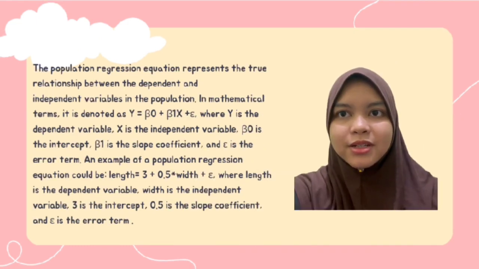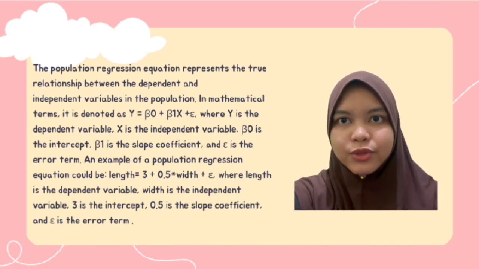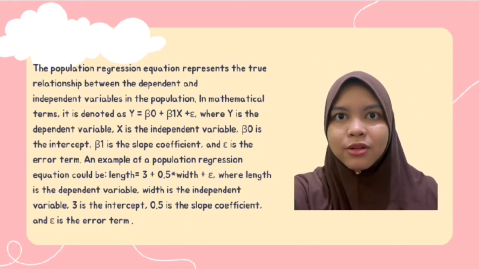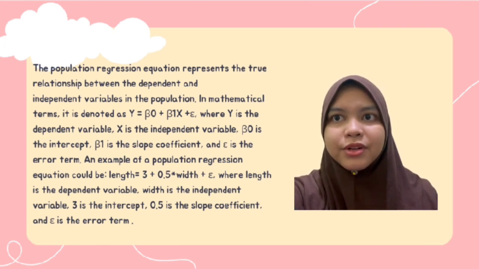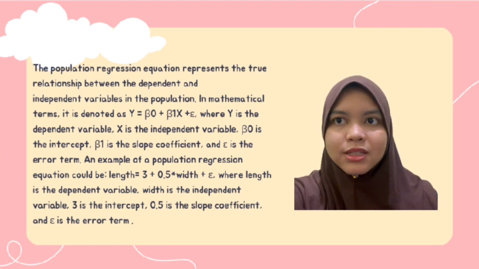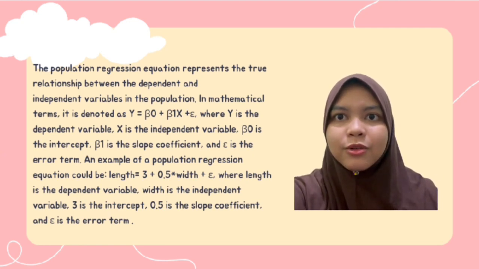The population regression equation represents the true relationship between the dependent and independent variables in the population. In mathematical terms, it is denoted as y equals beta naught plus beta 1 x plus epsilon, where y is the dependent variable, x is the independent variable, beta naught is the intercept, beta 1 is the slope coefficient, and epsilon is the error term.